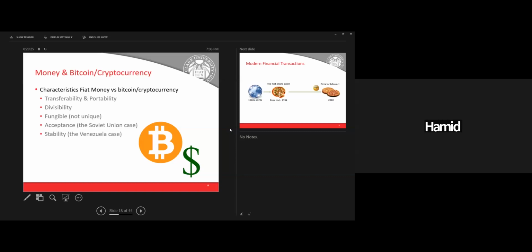If you compare fiat money or regular money with Bitcoin or cryptocurrency, a good advantage of blockchain-based decentralized technology is transferability and also portability.